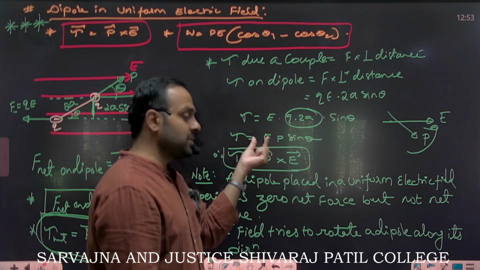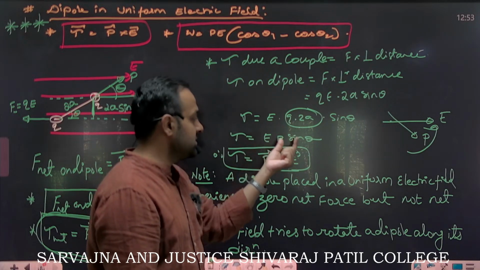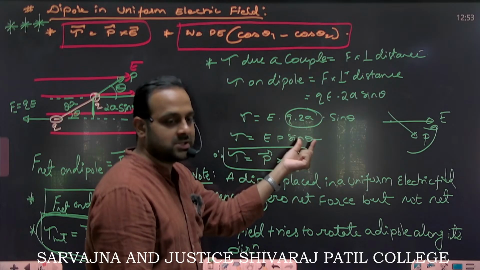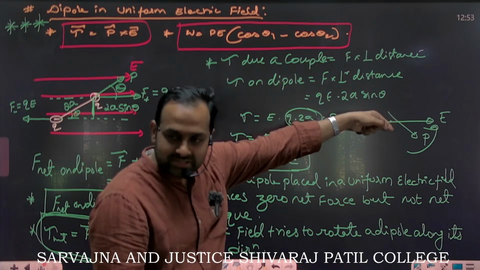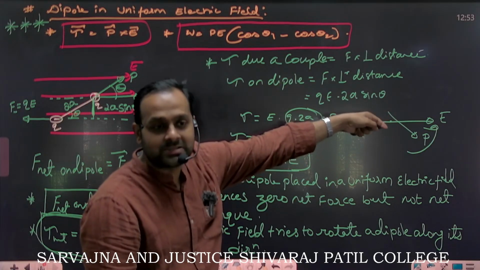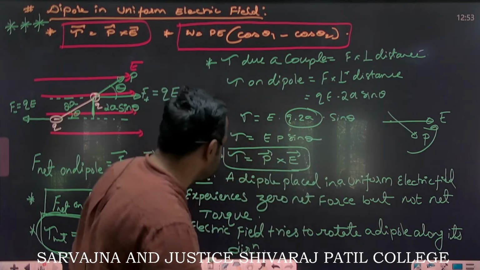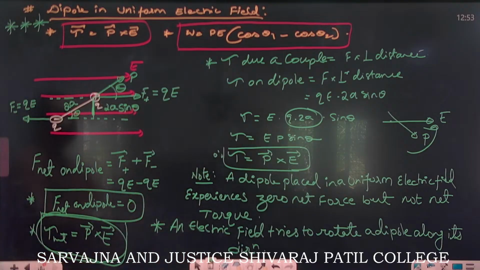Why? Not because E is changing, not because P is changing, it is because theta is changing. So is this a constant torque? No, this is a variable torque. So when the torque is variable, how do you calculate work done?